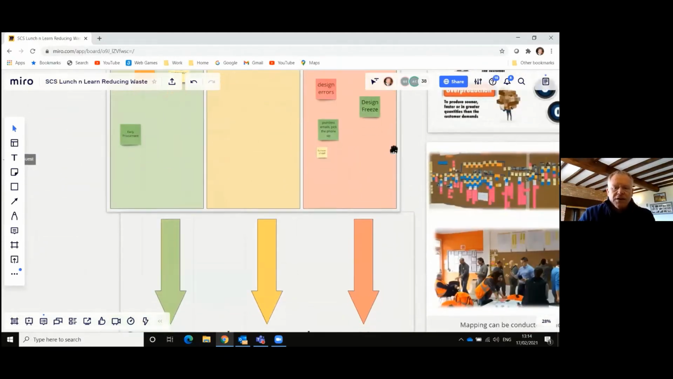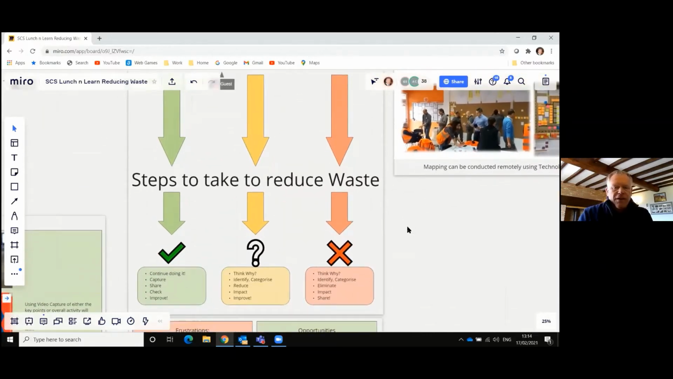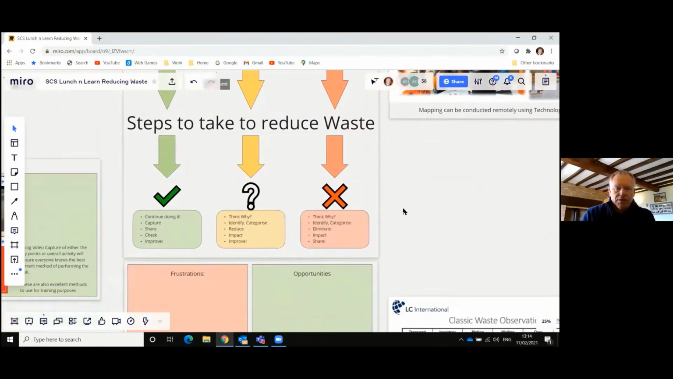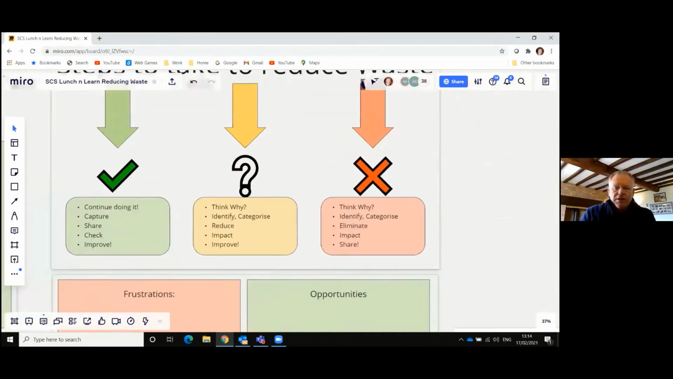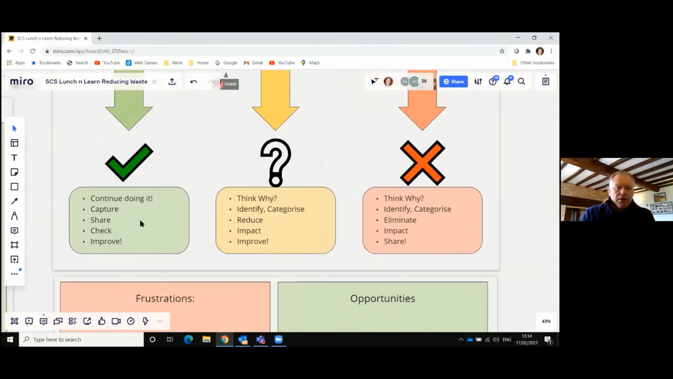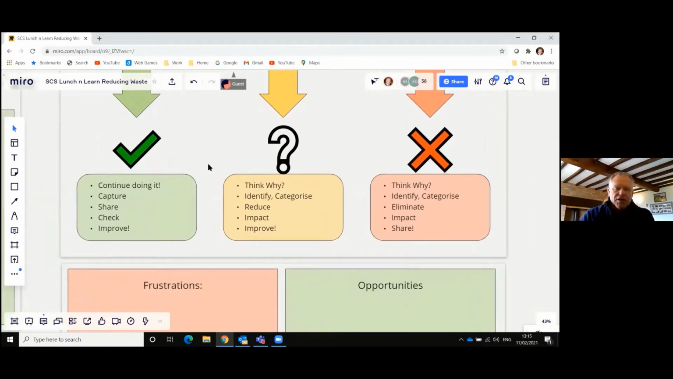Once we've identified our waste, whether it be value added, non-value added or waste, we've got to think about what steps we can take to reduce that waste. The way we look at this is, if it's value add, the green, let's continue to do it. Let's capture that best practice. Let's share that across our teams, our projects, the supply chain and the contractors that we work with. It may be we need to put some form of checklist in there to ensure that the standards we've identified continue to be maintained. But it's our opportunity and our foundation to improve upon that continuously.